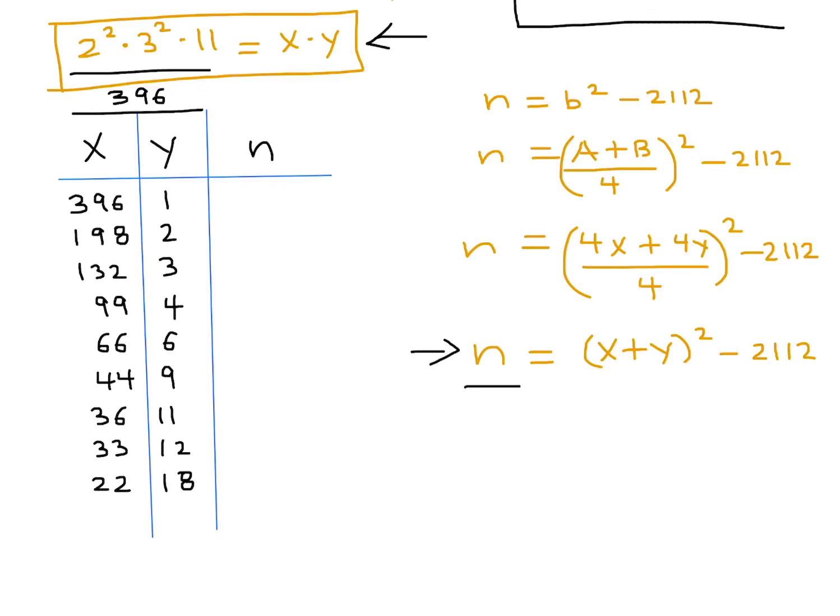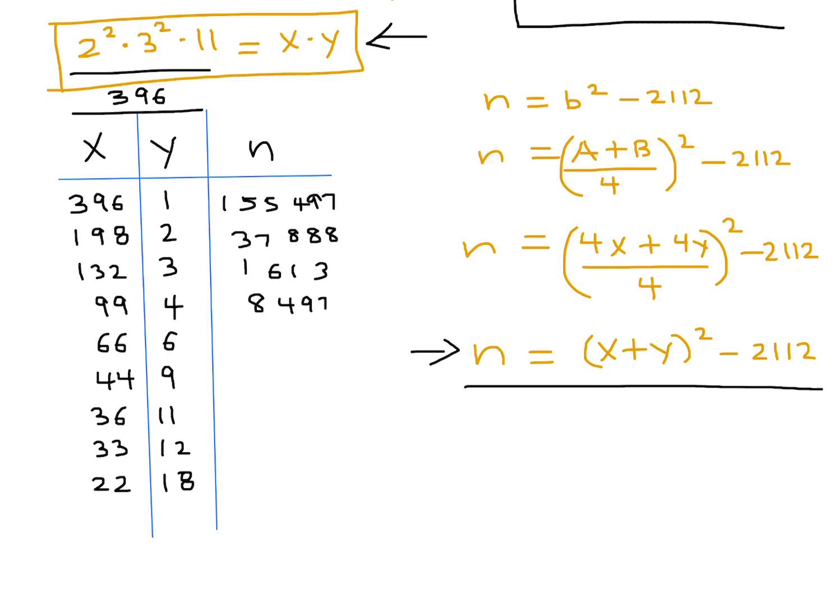And then therefore, if you take these values and plug them into this equation, you will get the values for n. And you will get the following values: 15, 5, 497, 37,888, 16113, 8497, 3072, 697, 97, minus 87, and minus 512. But n was positive. N had to be a positive number, so we can't use these guys.